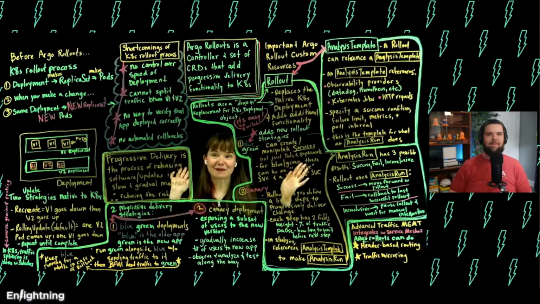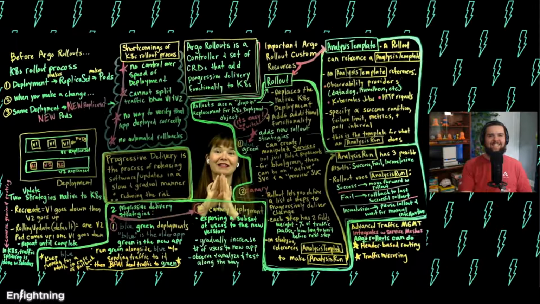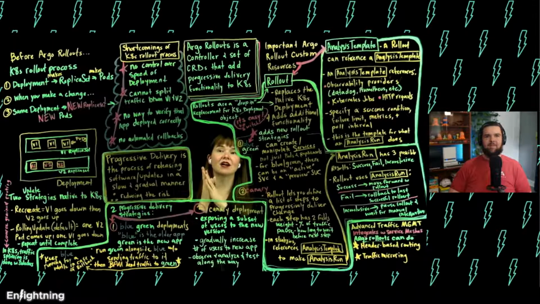So then we talked about, I thought we were going to get into Argo Rollouts, but first we talked about progressive delivery generally. Progressive delivery is the process of releasing software and software updates in a slow and gradual manner, therefore reducing the risk. And with current events as they are, it's a perfect time to think about this.